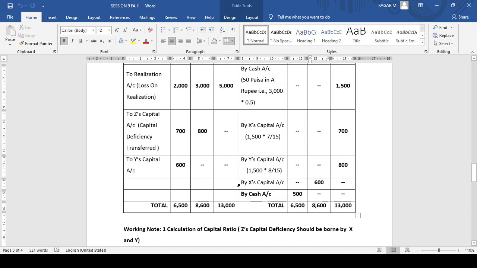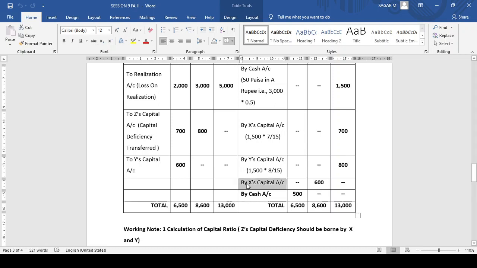Hence, this capital deficiency of Y must and should be borne by only one person, that is Mr. X. So hence, I have written here by X capital account 600. Now if you take a total, the total of Y's capital account on the debit side as well as on the credit side will get tallied at 8,600 and 8,600.